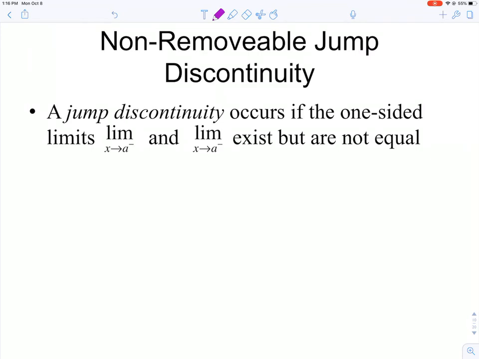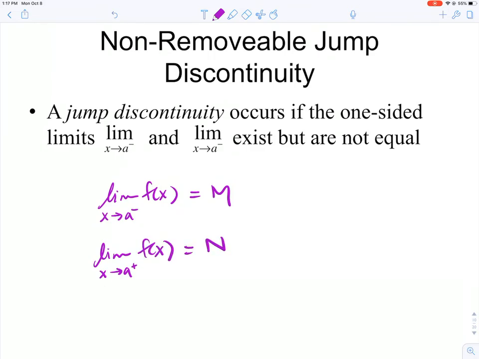Okay, so the next type of discontinuity we'll look at is non-removable jump discontinuities. So there's two different types of non-removable discontinuities. There's jump, and then there's infinite. A jump discontinuity occurs if the one-sided limits exist but are not equal. So like if we have the limit as x approaches a from the left equals, let's say, m, and the limit as x approaches a from the right equals some other number n. So the one-sided limits don't agree. They both exist, but they don't agree.